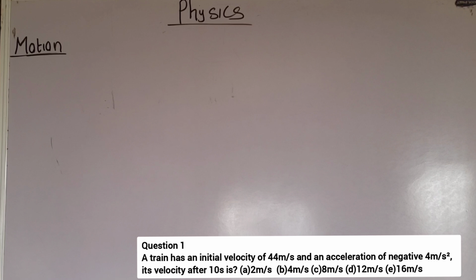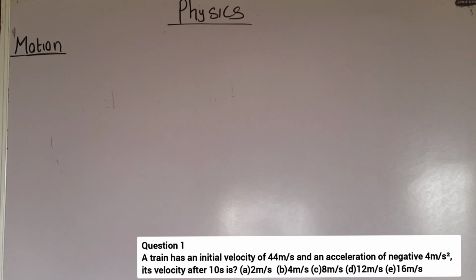A train has an initial velocity of 44 meters per second and an acceleration of -4 meters per second squared. Its velocity after 10 seconds is: A, 2 meters per second; B, 4 meters per second; C, 8 meters per second; D, 12 meters per second; E, 16 meters per second. Okay? Now, let's start by writing out the information that we're given in the question.